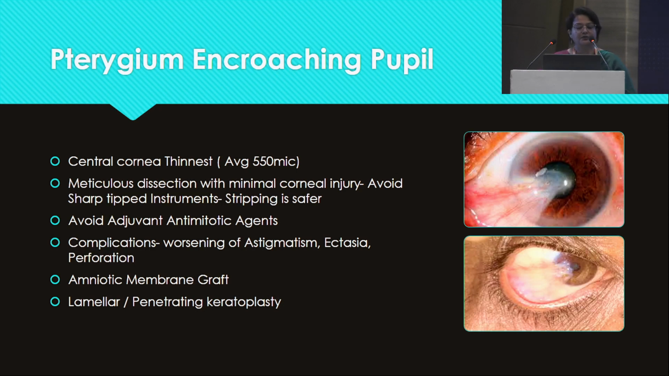Antimitotic agents should be avoided. And the complications are worsening of the astigmatism. Sometimes there is corneal ectasia, sometimes even perforation. So if there is thinning of the cornea while surgery is being done, it is good to give tectonic support with an AMG if available. And if everything else fails, then the corneal surgeon can take them up for keratoplasty.